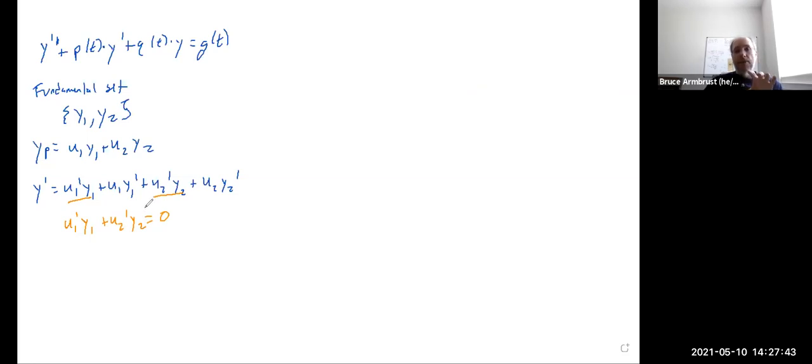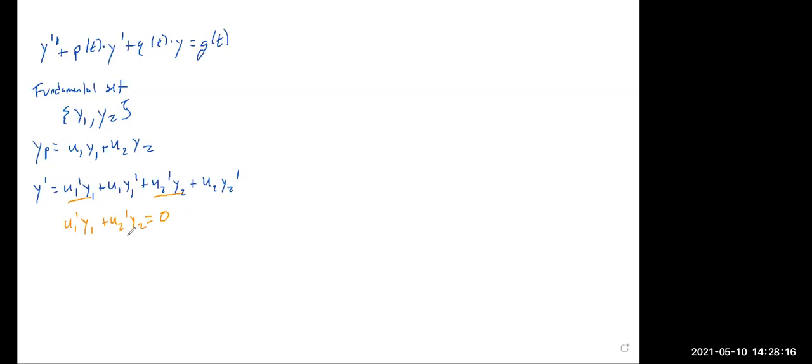Now, why is it this restriction that we want? Well, think about what happens now when we differentiate again. If I didn't get rid of those pieces, now I'm going to get U1 double prime, and I'm going to get U2 double prime. And I don't want that. I mean, this is basically a reduction of order idea. I'm trying to make it so I don't have second derivatives anymore. And that's why that restriction is huge. But it's okay with the fundamental set.